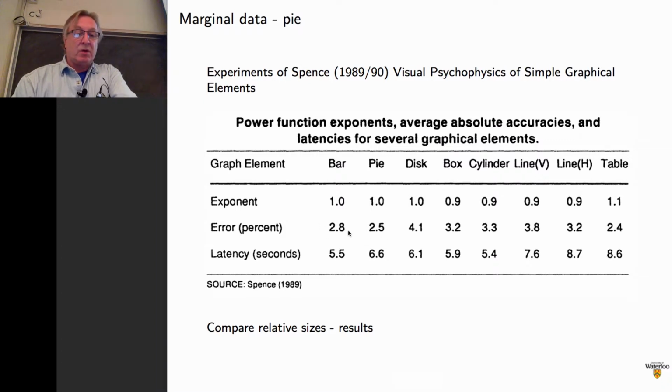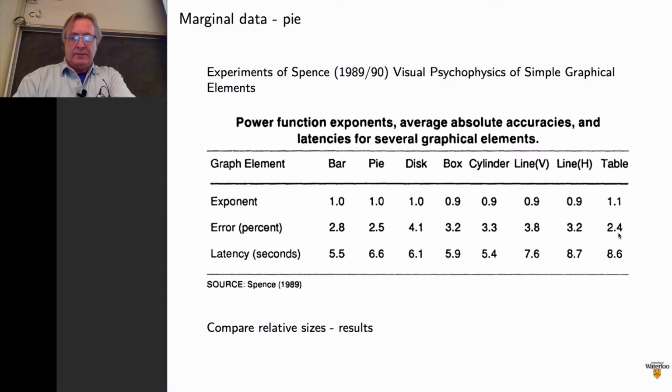Pie is a little smaller error than the bar. We don't have standard deviations here to have a sense of how variable that is. Disk is much larger error. Latency, all three are comparable, with the bar being the fastest and the pie being the slowest. And these other things just don't quite perform as well. The exponent, as we know, when things look like volume, don't behave as well. And let's see, error percentages are a little higher.